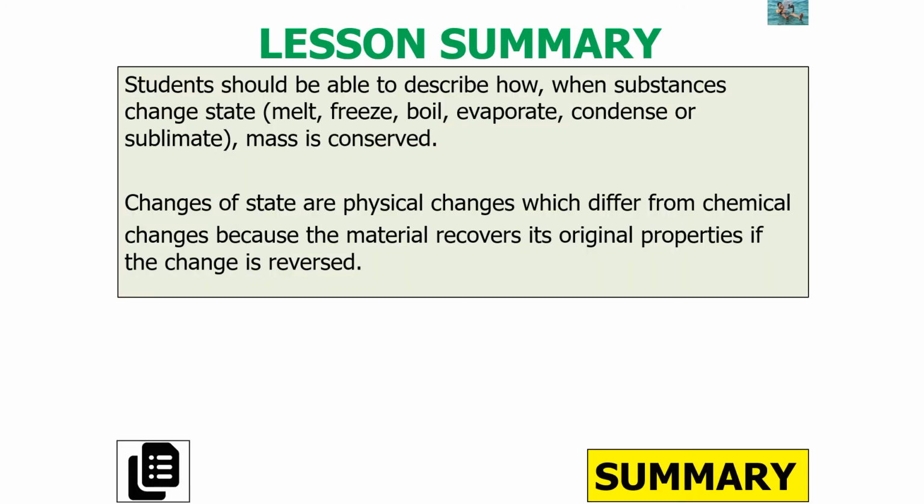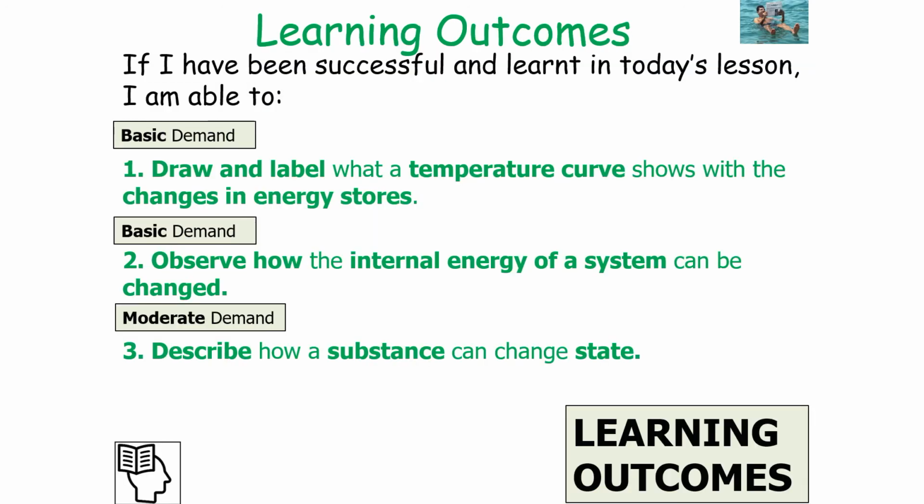So you should be able to describe how a substance can change state, so melt, boil, freeze, condense or sublimate, and that mass will be conserved in these particular situations. And that changes of state are physical changes which differ from chemical changes because the material recovers its original properties if the change is reversed. If you've been successful and you've learned in today's lesson, you can describe how a substance can change state.